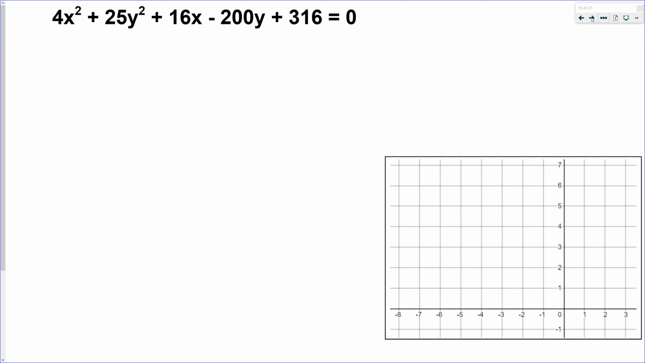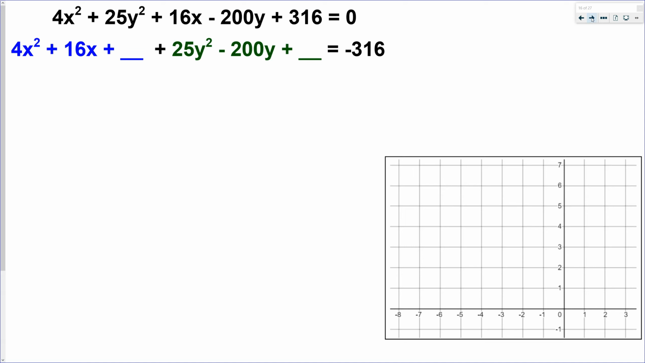I want to group all the terms with an x together. I want to group all the terms with a y together. We're going to move that 316 over to the right-hand side to just kind of store it, and we're going to insert our little fill-in-the-blank blanks for our future trinomials. So when we do that, it looks like this, and you'll notice that both x squared and y squared have a coefficient out front. That's a problem for both of us.